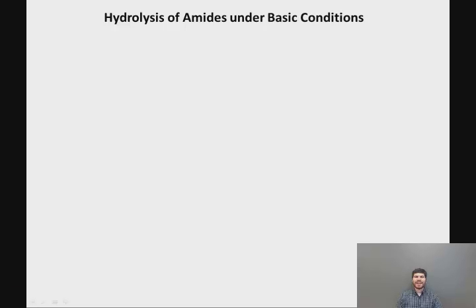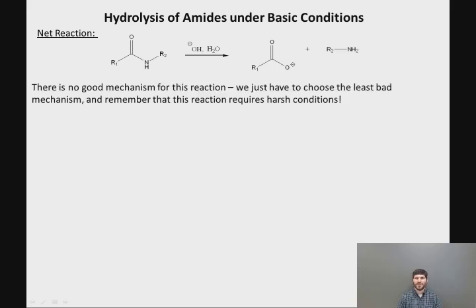Having considered the mechanism of amide hydrolysis under acidic conditions, we now turn our attention to the mechanism under basic conditions. So here's the reaction for you. We have an amide. It's going to be a hydrolysis reaction, so we have to have water in there. It's under basic conditions, so we have OH minus in there. And then the products are the carboxylate anion plus the neutral amine.